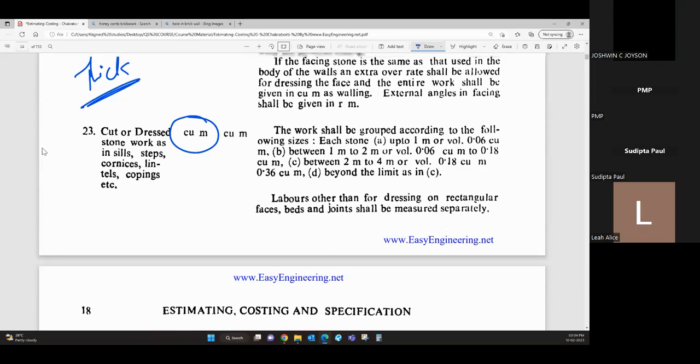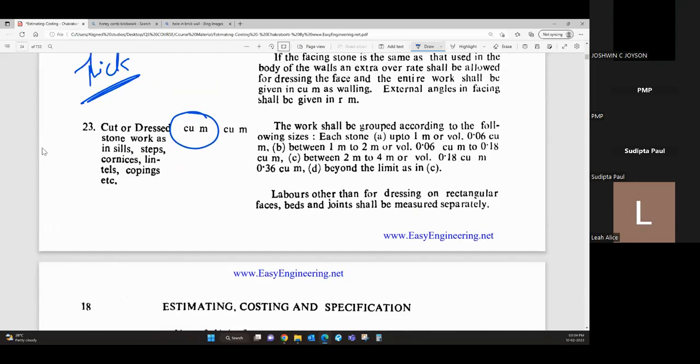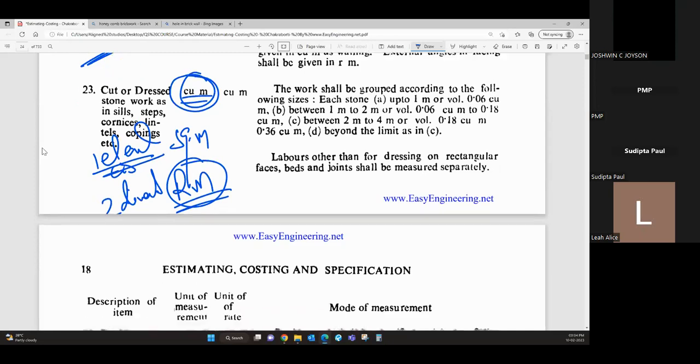So see guys, all these measurements are not constant. With respect to time, with respect to project, with respect to certain rates, we even have to go like, this is not going to come in your project, it is not going to be cubic meter, but it is going to be square meter, or it can be running meter. In that scenario, you will consider one element or one dimension as a constant, and in this you consider two dimensions as constant. Okay, so let's go to the next page.